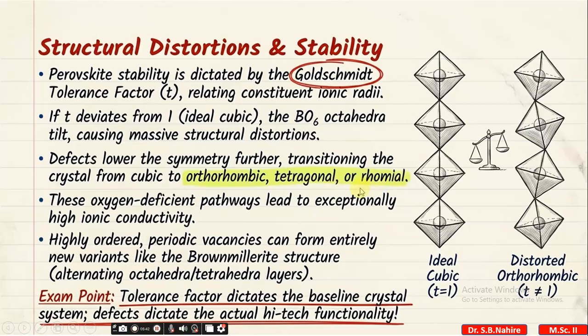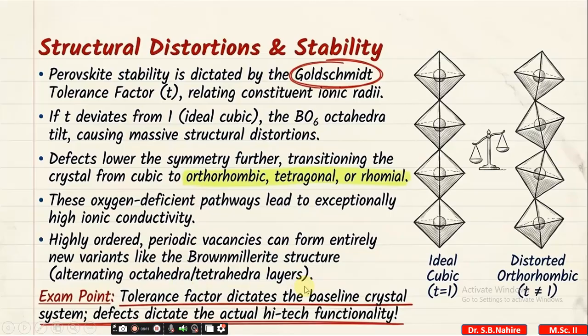Now next important concept. These oxygen-deficient pathways created due to defects lead to very high ionic conductivity. This means ions can move more easily through the structure. Next point. If the vacancies are highly ordered and periodic, they can form completely new structures. One important example is the brownmillerite structure, which consists of alternating octahedral and tetrahedral layers.